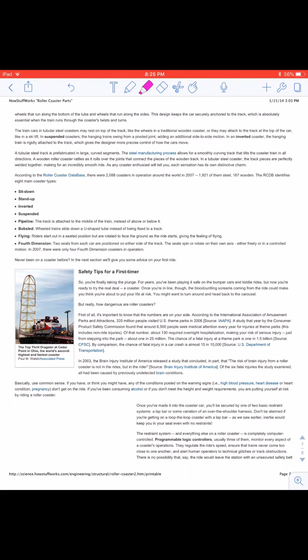A tubular steel track is prefabricated in large, curved segments. The steel manufacturing process allows for a smoothly curving track that tilts the coaster train in all directions. A wooden roller coaster rattles as it rolls over the joints that connect the pieces of the wooden track. In a tubular steel coaster, the track pieces are perfectly welded together, making for an incredibly smooth ride. As any coaster enthusiast will tell you, each sensation has its own distinctive charm.